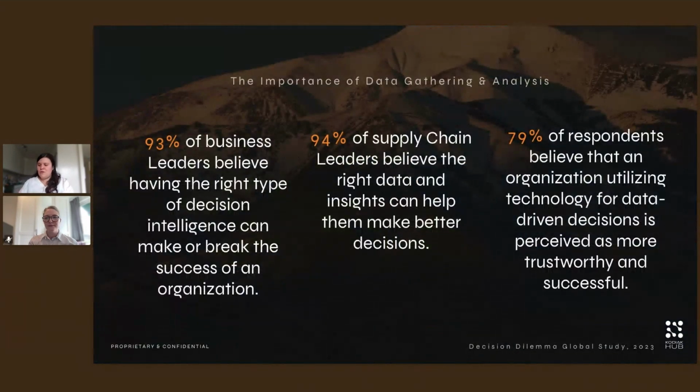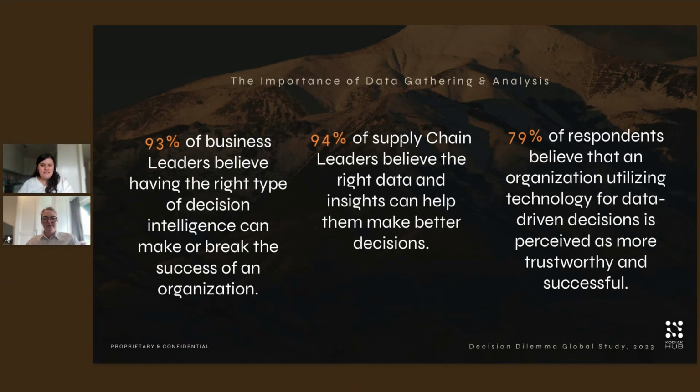I wanted to give you some numbers from a really good study made by Oracle about decision fatigue, but also data fatigue, and how they are related to each other. So the first thing is to know that data gathering and analytics is actually really important. We're not here to tell you just don't ask questions, right?